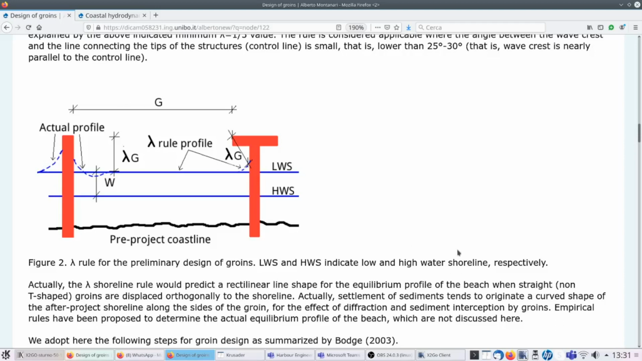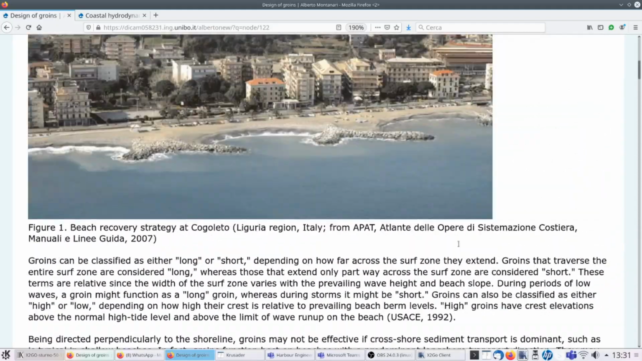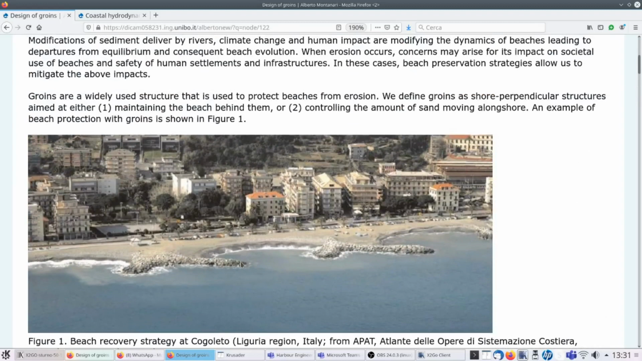I am concluding by going back to the figure of Cogoleto here. And I am expecting that basically the dominant waves are coming from the right to the left. And this is because of the orientation of these groins. They are basically looking towards the right of the picture. So this is why I am expecting that the dominant waves are coming from the right.